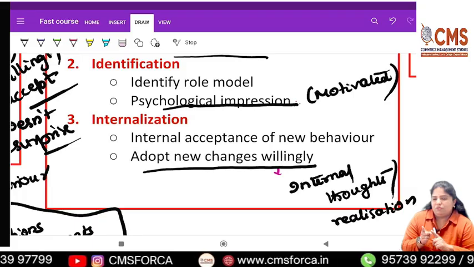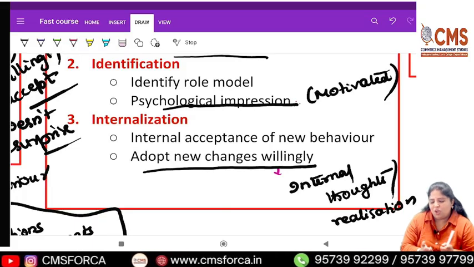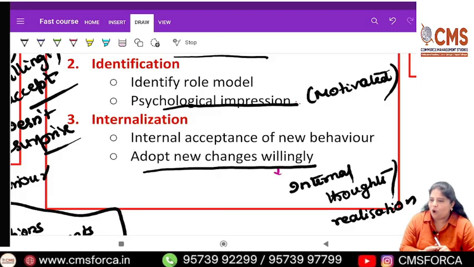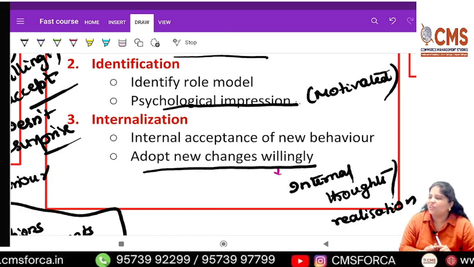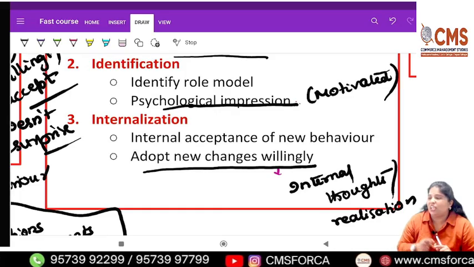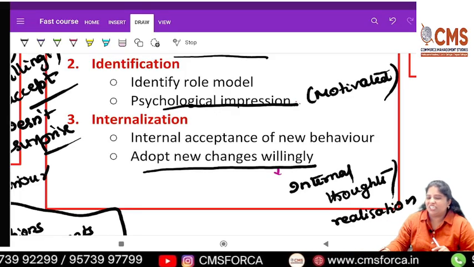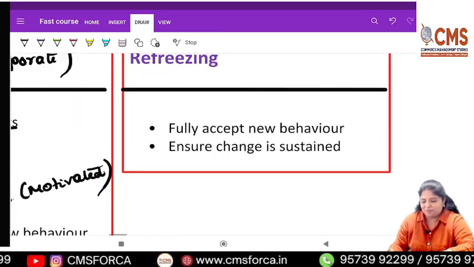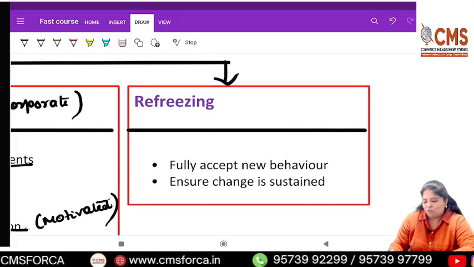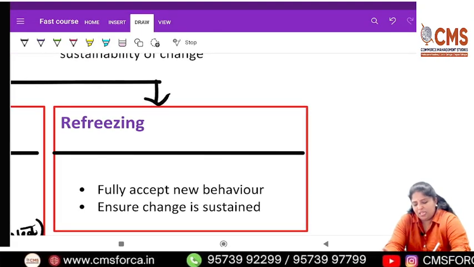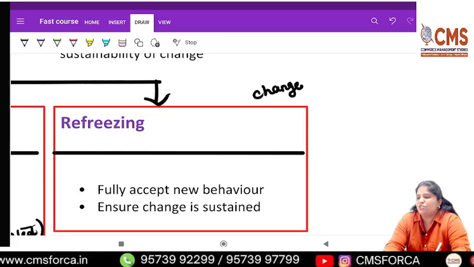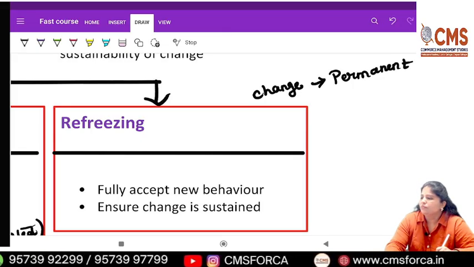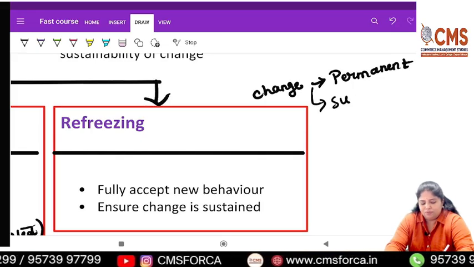Now you have unfrozen your employees. You have incorporated the change. Now don't you think it's time to lock it so that your employees do not skip back to their old customs, old traditions and old behavior? That is what is called refreezing. Now, what do you mean by refreezing? You try to make the change that you have incorporated more permanent and more sustainable.